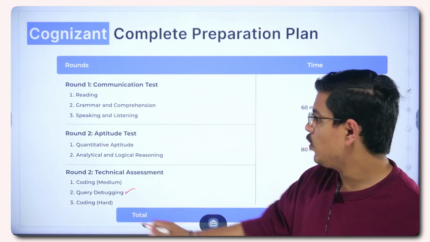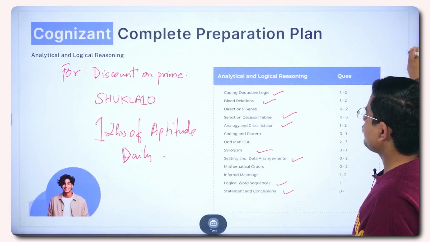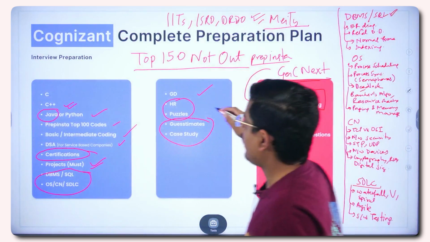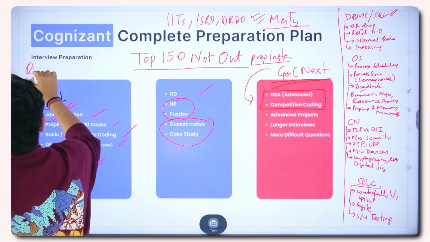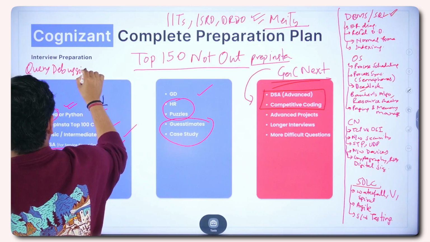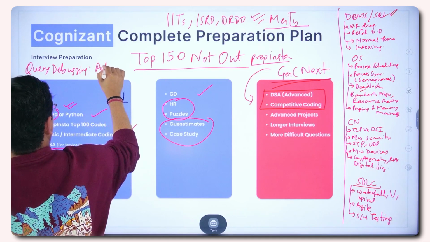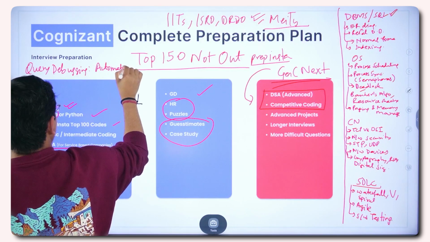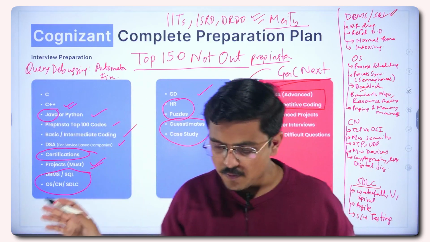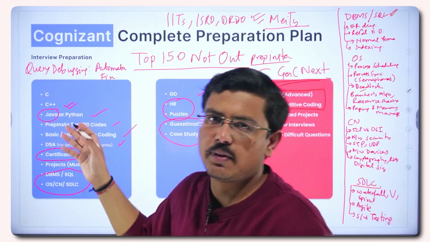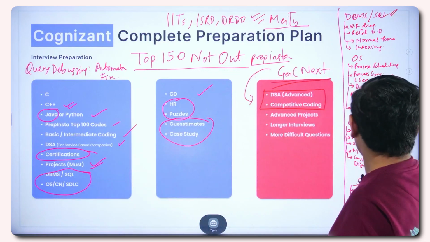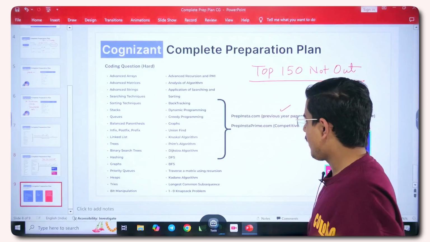Fine. How do you do this? For that, on prepinsta.com, fine, I'm writing it here only, query debugging. For this, you can either go to the Automata Fix course. I'll show you. This course is available on Prime. You can simply check this out. Otherwise, extensively use ChatGPT to cater a few basic concepts of Automata Fix, and then what you can do is, I'll show you.